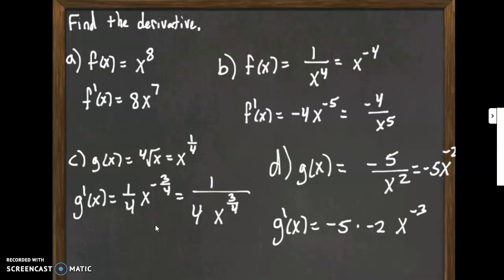Negative 5 times negative 2 would be 10. X to the negative 3rd needs to go to the bottom. And so it does, and we get 10 over x to the 3rd.